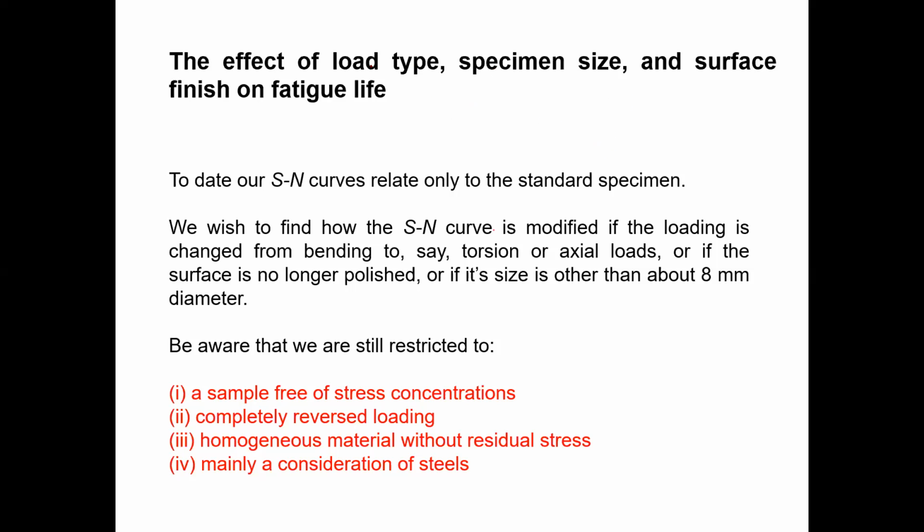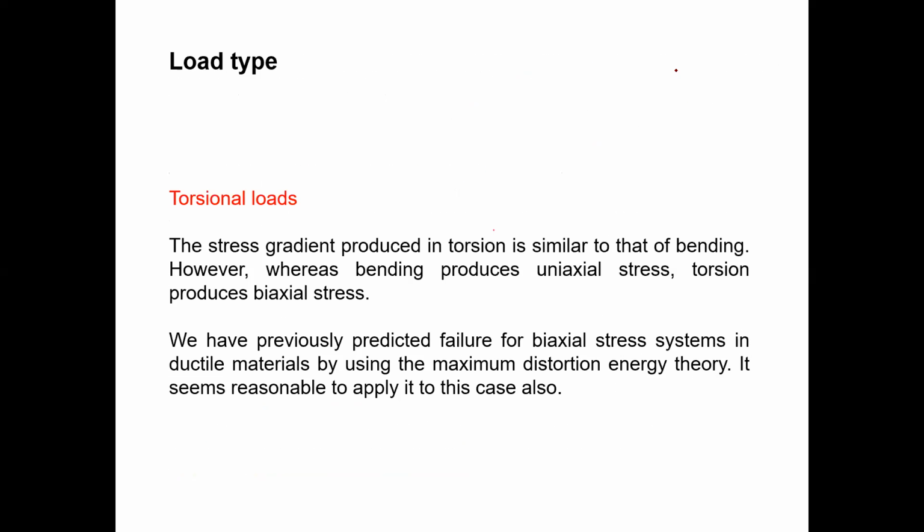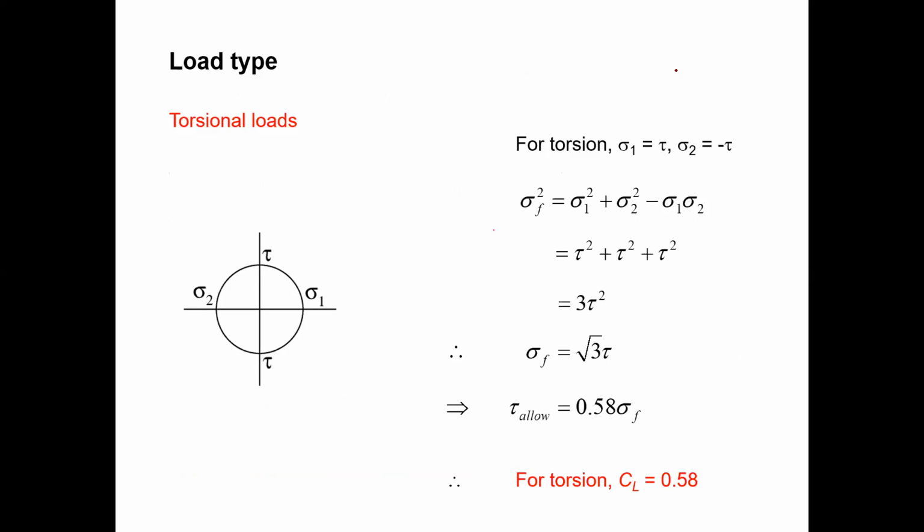So this factor is the load factor. Specimen size we will call the dimension factor or size factor. This is the surface factor. So we will call this one CL, this is CD, this is CS. So here, the load factor for the torsional load, CL, equals 0.58. You need to multiply the endurance limit value by 0.58 to get the actual endurance limit.